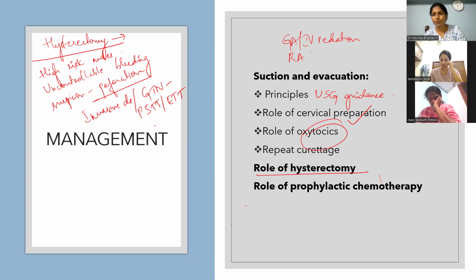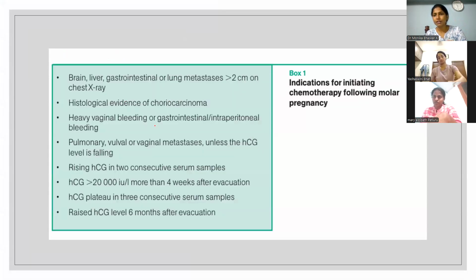So what is the role of prophylactic chemotherapy? You need not use prophylactic chemotherapy in all molar pregnancies. Only in some conditions you have to start chemotherapy post evacuation. So you will do a suction evacuation and then follow it up with chemotherapy. So what are the conditions?